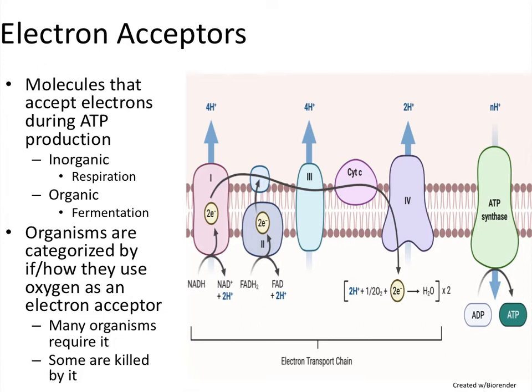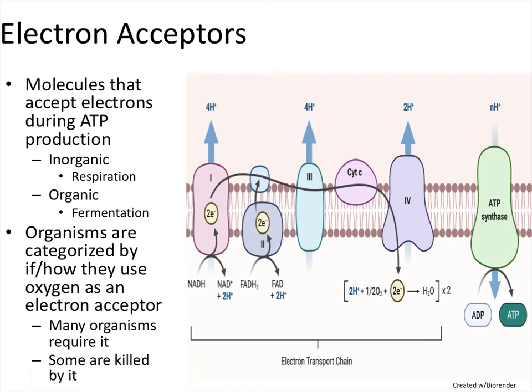You all know a little bit about this already because we talked about electron acceptors in our previous lecture when we were talking about ATP production. But just to review that and maybe go into some more depth, electron acceptors are molecules that accept electrons during ATP production. If an organism is using respiration to create ATP, whether that is aerobic or anaerobic, they are using an inorganic electron acceptor. And if they are going through fermentation, they are using an organic electron acceptor.